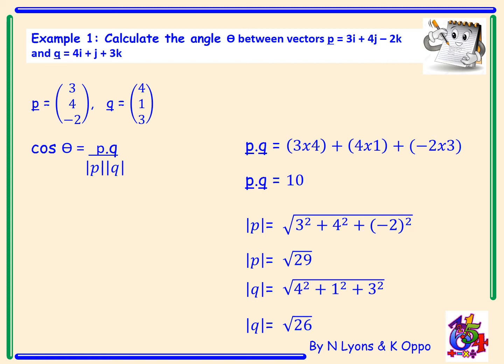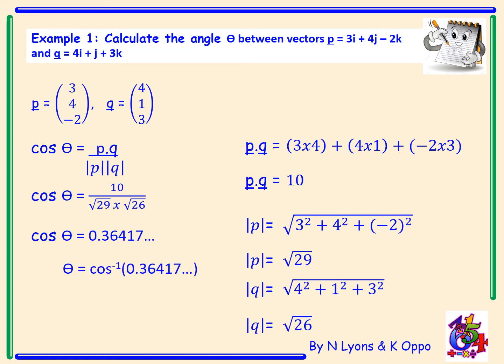We can then place the scalar product and their two magnitudes into our formula. This will give cos theta equal to 10 divided by root 29 multiplied by root 26. Evaluating the right hand side gives an answer of 0.36417. Please leave this in your calculator before working out inverse cos, which gives an angle theta of 68.6 degrees.